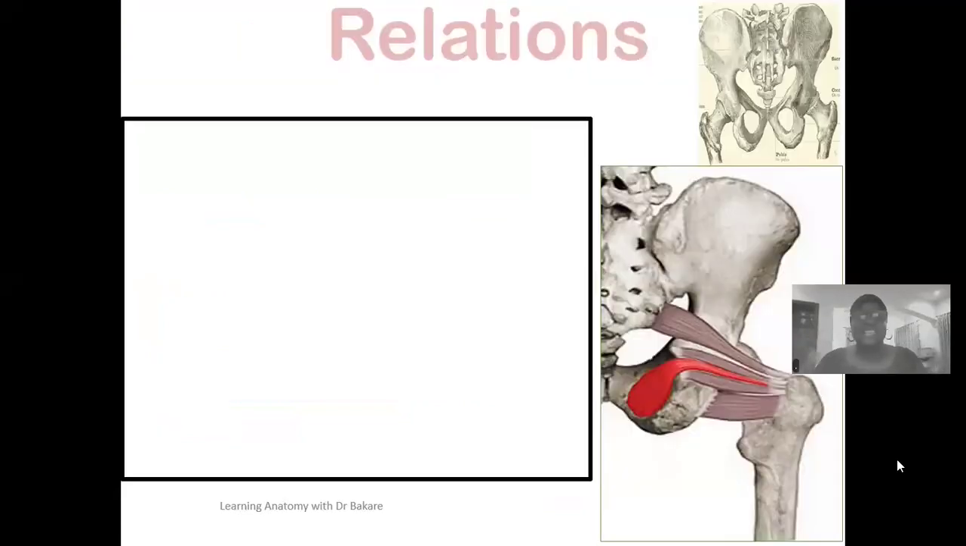Let's describe the relations of the gluteus maximus. What are the structures that are related to this muscle? The first structure that I'll be highlighting are the bones. Remember, the gluteus maximus is located at the posterior pelvic wall, which is the gluteal region. And we say that it is the most superficially placed muscle. Of course, it will be seen to be overlying on the gluteus medius and also the gluteus minimus. So it has relationship also with bones that are located around this region.